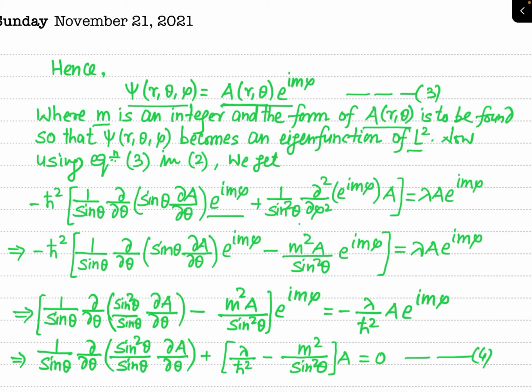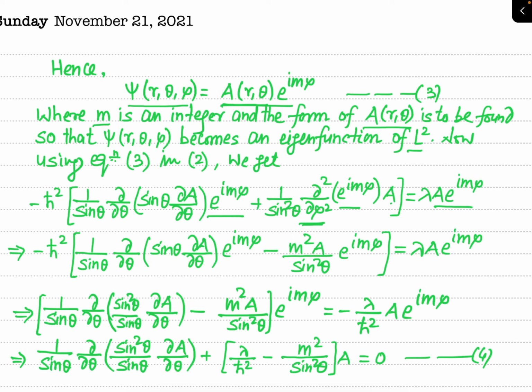But in the second term, since the differentiation is with respect to phi, e raised to the power i m phi will be differentiated, but a, which is not a function of phi, is outside of this differential operator. And in the RHS, psi has been again replaced by a e raised to the power i m phi. I hope you have understood this step.